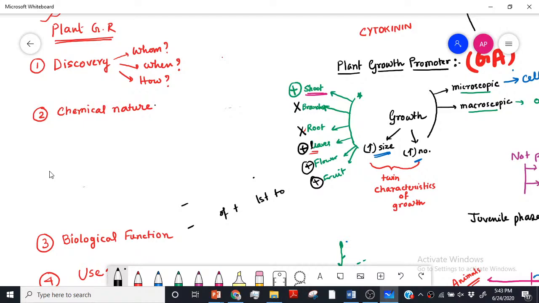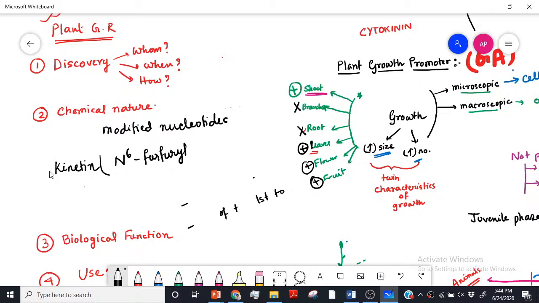Let's understand the chemical nature of cytokinins. Now, cytokinins are modified nucleotides. They are known as modified nucleotides. Nucleotides I have already taught you, and one such cytokinin is known as kinetin, whose chemical name is N6-furfuryl aminopurine.